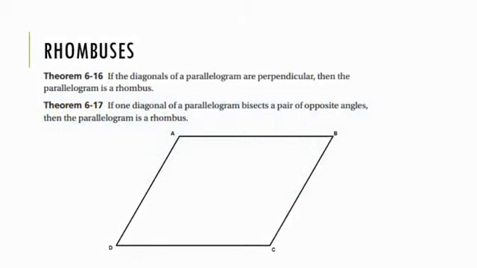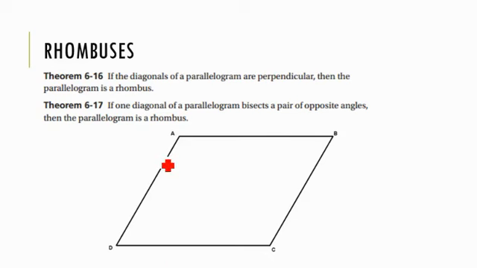We have two theorems here, and they're kind of opposite of theorems that we may already know. For example, if a parallelogram is a rhombus, then the diagonals are perpendicular. Well, these theorems are kind of the opposite of those. They are also true.